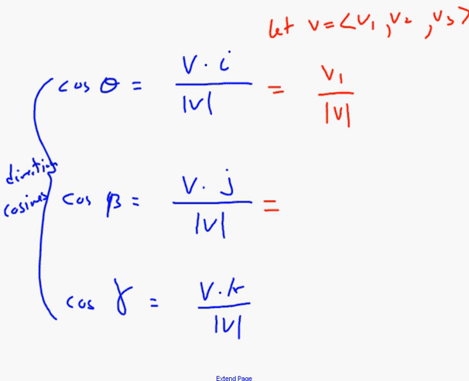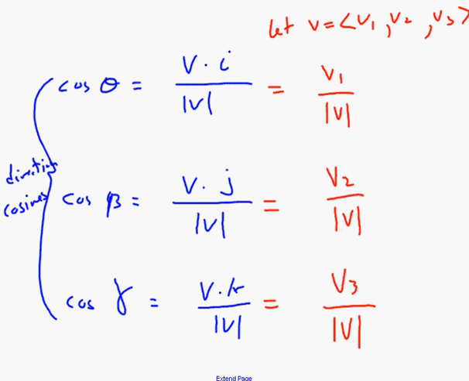That's even nicer, isn't it? And then by the same reasoning, vector j has 0, 1, 0 as components. So when I dot it with v, I just get the second component of v. And the same reasoning here. Okay. That's kind of nice.